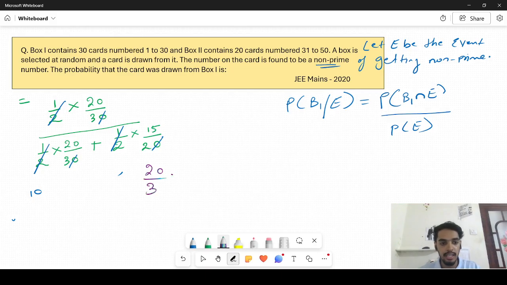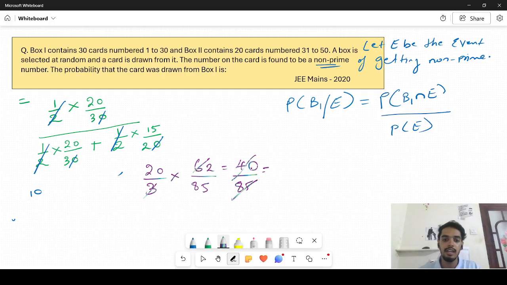20 divided by 3 into 20 divided by 3 into 20 into 2. So it is 20 into 2, 40, 40 plus 45, right? So it will be 85, and it is 6. Okay, so the answer will be 40 divided by 85.